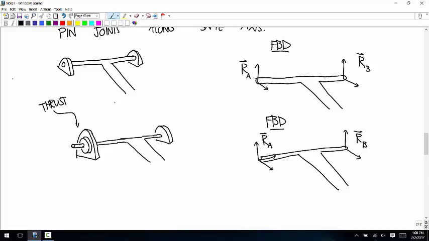This is supposed to be a flange that keeps the axis from sliding through on the left side. There's nothing like that on the right side. So there's a force along the axis provided by the flange on this one side and nothing provided on the other side. So that's thrust. That's whether the joint has thrust or not.